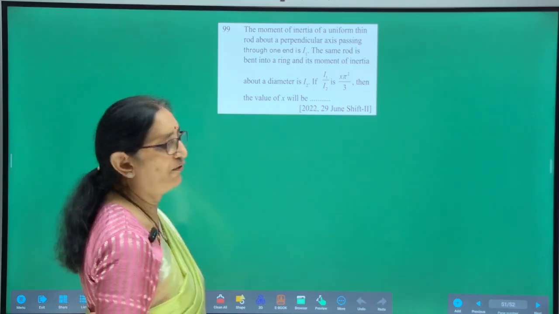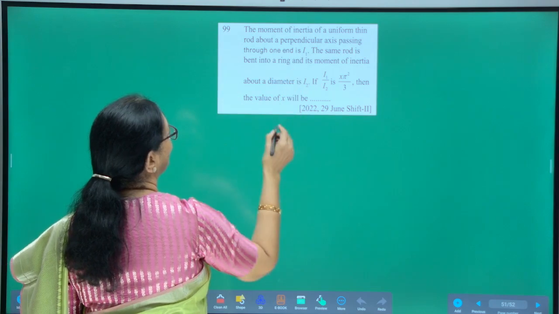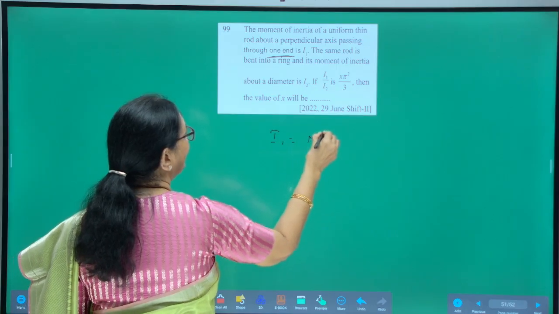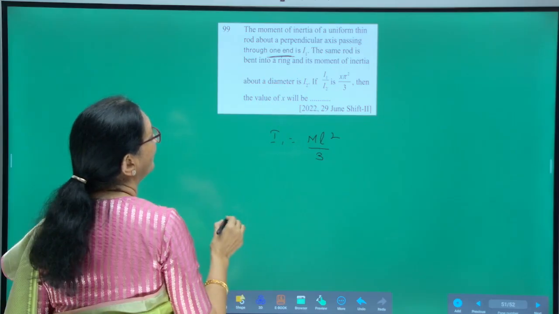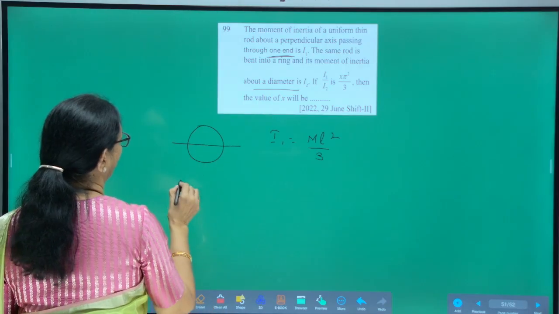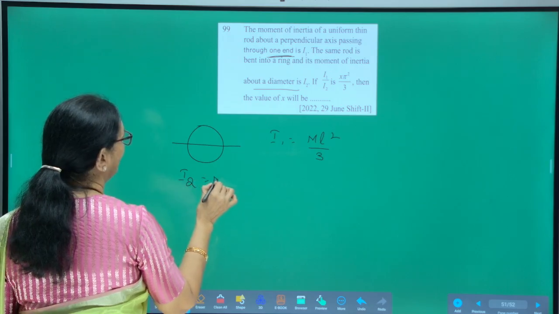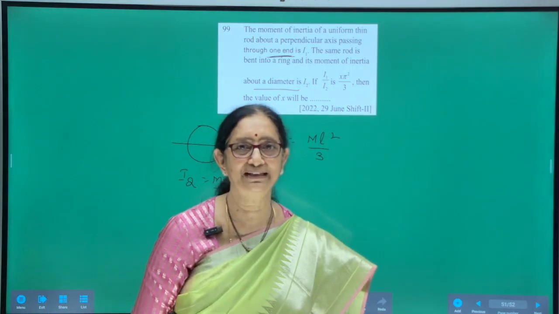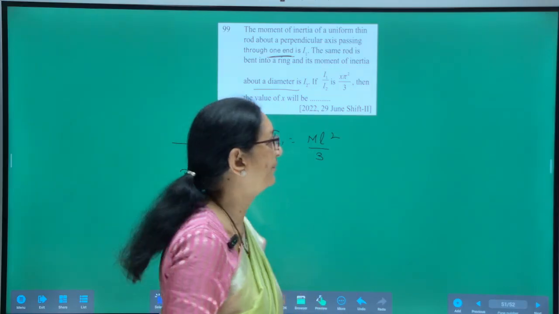That is the answer. Move on to the next problem. Moment of inertia of a uniform thin rod about a perpendicular axis passing through one end. So, I1 is equal to ml square by 3. The same rod is bent into the form of a ring and its moment of inertia about the diameter. So, moment of inertia of a ring about its diameter is equal to mr square by 2. But here the radius of the ring is not given.